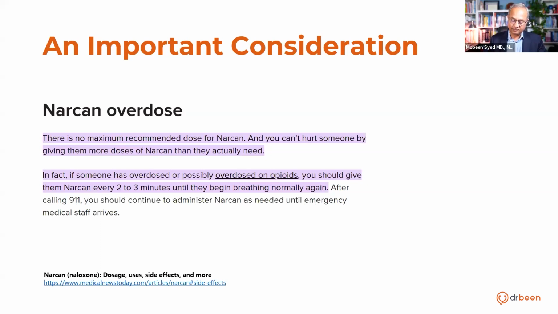In fact, if someone has overdosed or possibly overdosed on opioids, so see, possibly, meaning you are not aware, you should give them Narcan every 2 to 3 minutes until they begin breathing normally again. After calling 911, you should continue to administer Narcan as needed until emergency medical staff arrives.